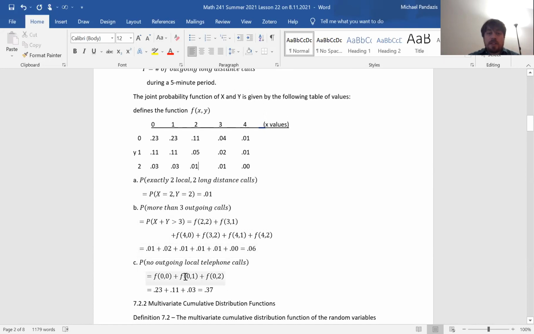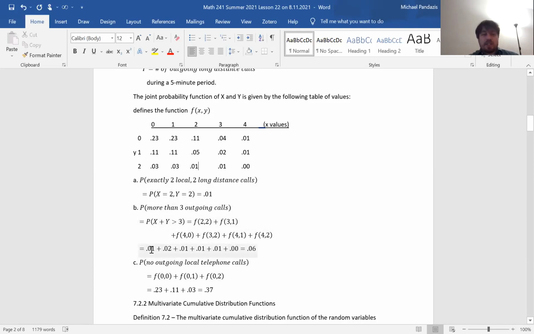Okay. And so that's that. Right. So 2, 2 is 0.01. 3, 1 is 0.02. 4, 0 is 0.01. There we go. Okay. So it's right. And then that's the 0.01. And 3, 2 is 0.01. 4, 1 is 0.01. And 4, 2 is 0. So it matches up perfectly.